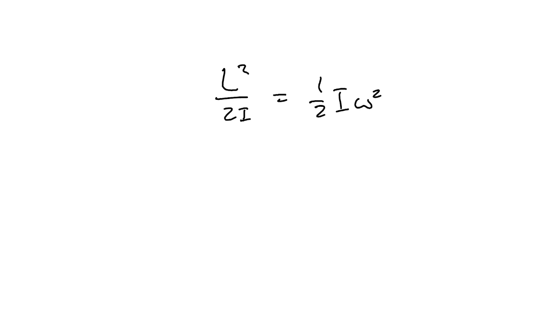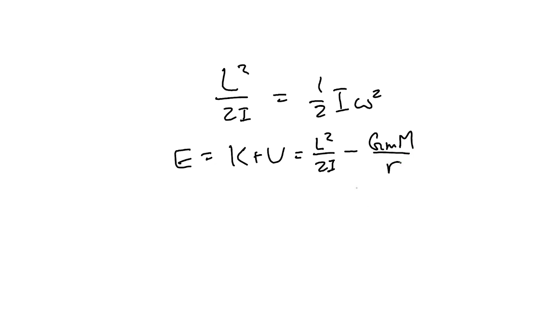Okay, so basically almost the exact same equation. Remember that our energy is equal to our kinetic plus our potential, and this is going to be equal to our L squared over 2I, which is basically this, minus GMm over r, right? And so the interesting way that we can go about this is that from here we can derive that our energy is equal to negative GMm over 2a.